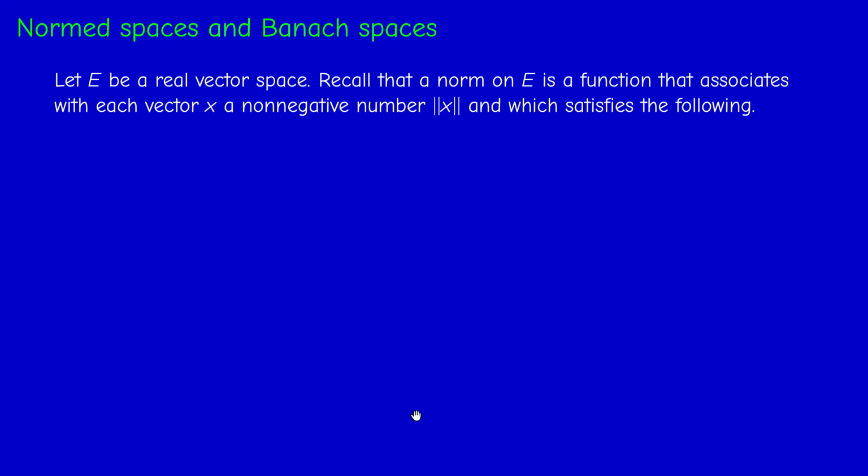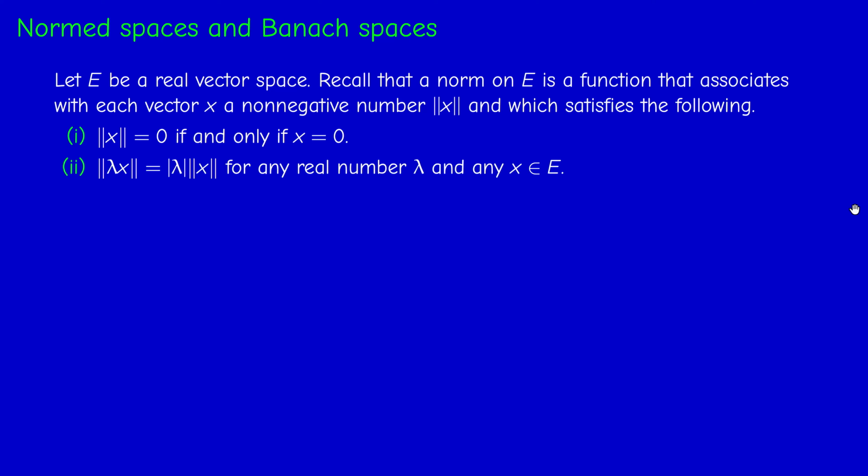So a norm on a vector space is a function that associates to each vector x, each element of E, a non-negative number denoted by this double bar, and which satisfies 3 properties. It's 0 if and only if the vector is 0. And second property is homogeneity. So when we multiply, the norm of a multiple of a vector is a multiple of the norm, but with an absolute value because lambda can be negative. So norm of minus x is equal to norm of x.